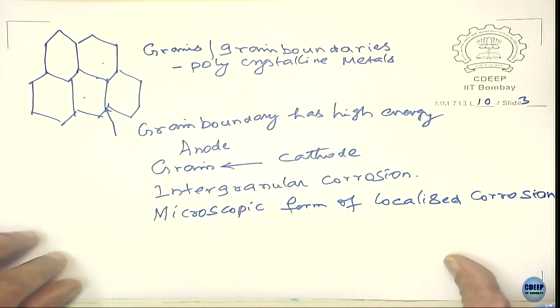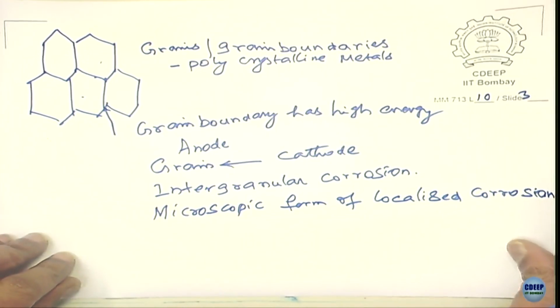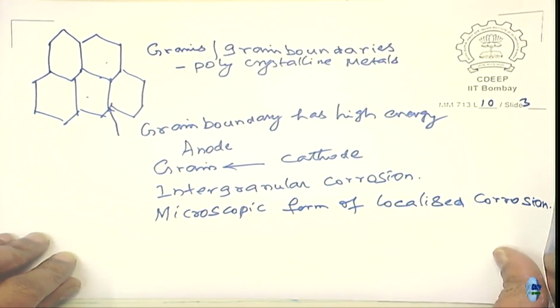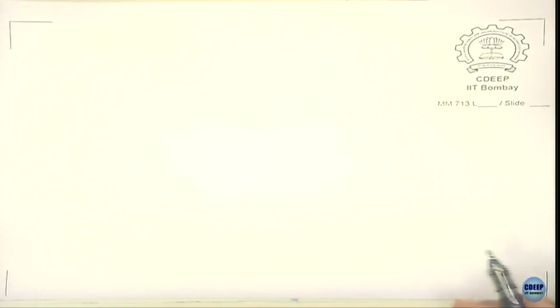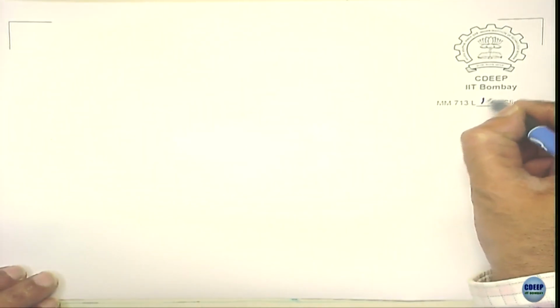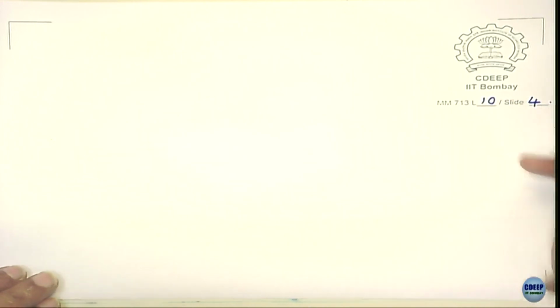Now, we will see the other form of corrosion, which is localized but a relatively macroscopic form of corrosion, a macroscopic form of corrosion, right. Let us look at a situation where the metals are joined.